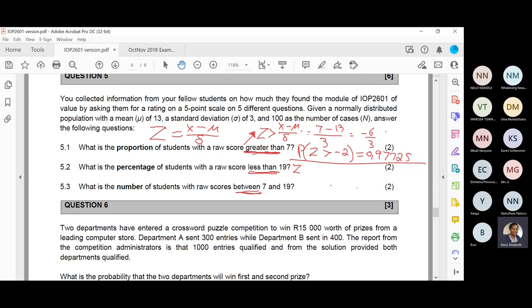Now remember here, we're looking for Z less than our X, which is 19 minus the mean of 13, divided by 3, and that gives you Z less than 6 over 3, which then is equal to 2. Therefore, the probability that we're looking for is the probability that Z is less than 2. Is that correct? Yes. So what is that probability? You can also do the same and draw for yourself a graph that represents the same.